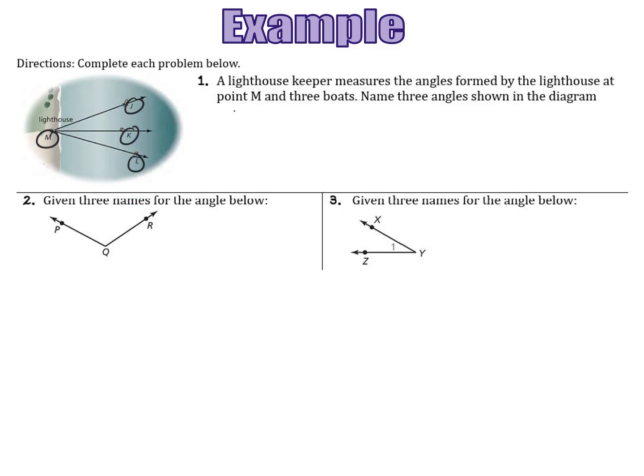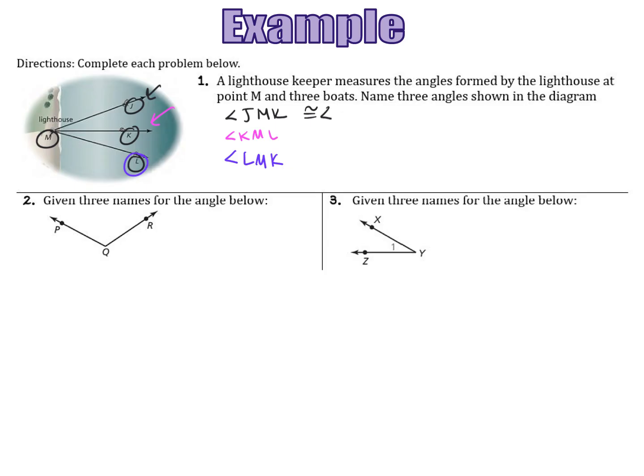So we could call the angle JMK. This is the one that relates to boat J. We could call the bottom smaller angle, angle KML, which relates to the boat at K. And the boat at L, we could define angle LMK. Now, each of these could also be the same if we wrote those letters in the opposite order.